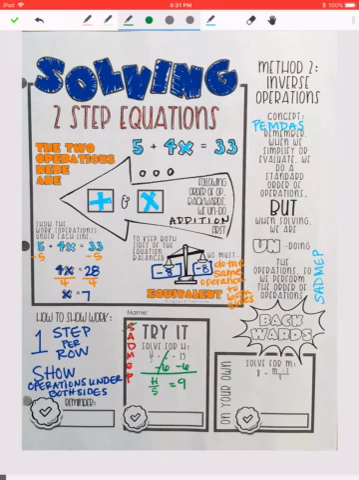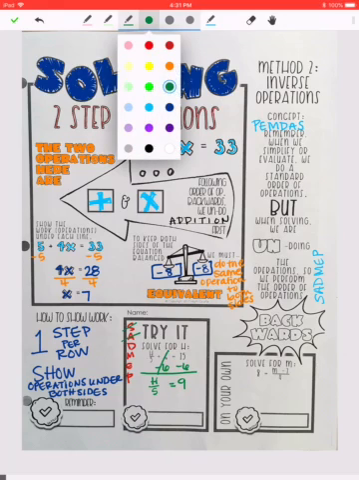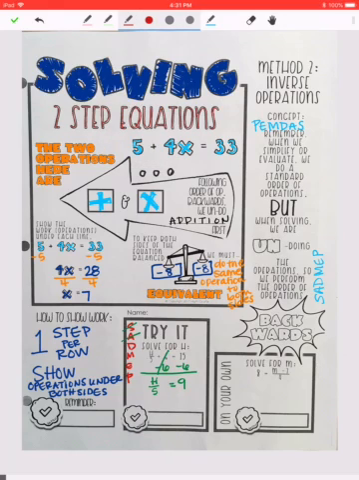Okay, so I did my subtraction or addition. Now I'm on multiplication or division. Well, right now I have h divided by 5. So I need to do the opposite of divided. I need to multiply by 5 on both sides. So my 5s are going to cancel, and I have h equals 9 times 5 is 45.